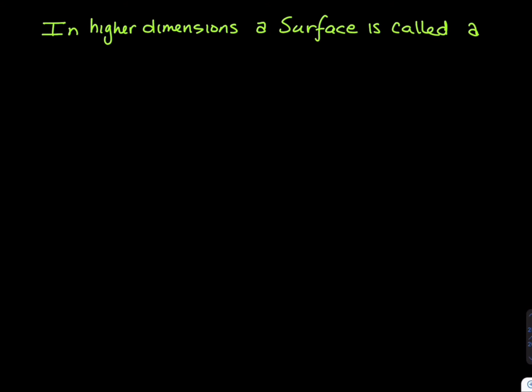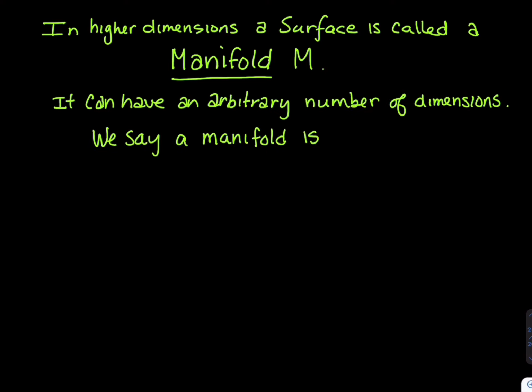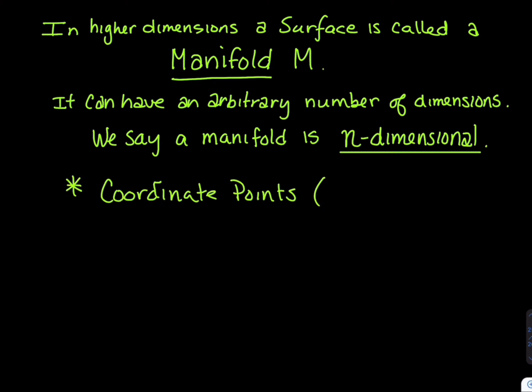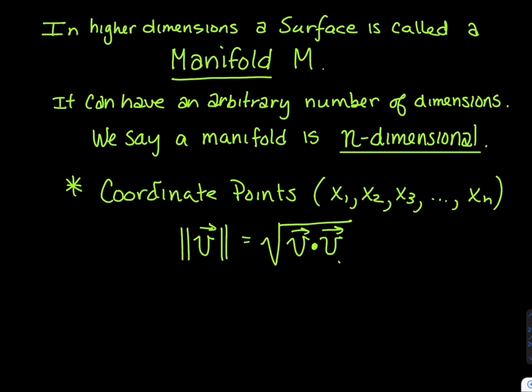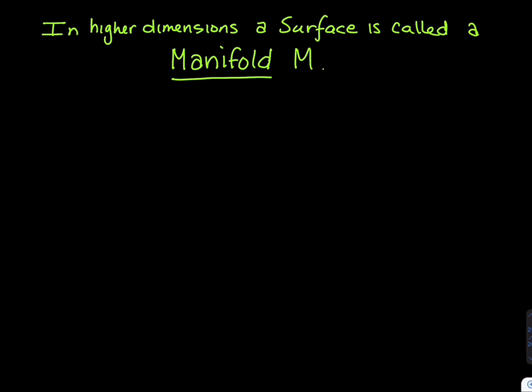In higher dimensions, a surface is referred to as a manifold, M. It can have an arbitrary number of dimensions, so we say that it is n-dimensional. And a coordinate point in this manifold is given by n different coordinates. The length of such a vector in this space would be given by the square root of the dot product, length in n dimensions.